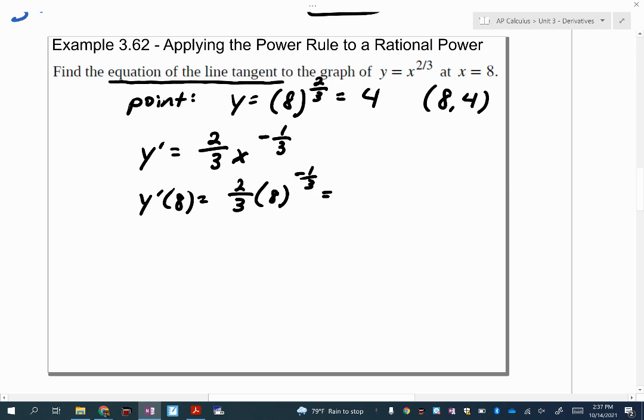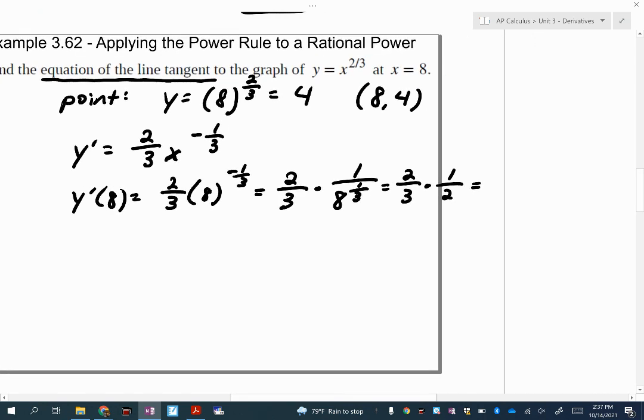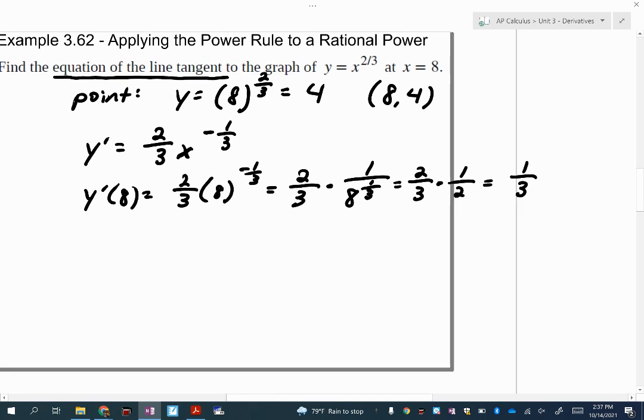This can get a little kooky here. Let me give you a moment to think about this. So this is actually going to be times 1/8 to the 1/3 power. Anything to the 1/3 power is essentially just saying find the cube root. So it's going to be 2/3 times the cube root of 8, which is 2, so times 1/2. So my slope is going to be 2/6, which reduces to 1/3. All right, so there's my slope.